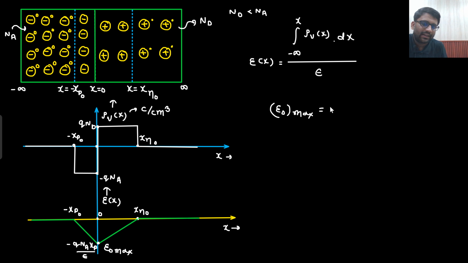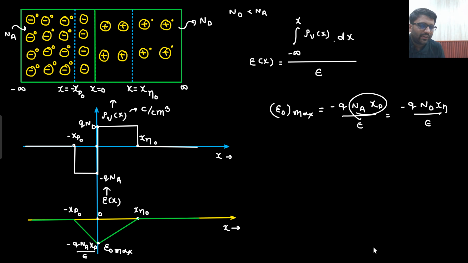Sir, E naught max I am getting as minus q Na xp divided by epsilon. Sir, q and epsilon I keep as it is. Na into xp, can I replace it with Nd into xn? Na into xp I can replace with Nd into xn as well, divided by epsilon. So I can call this my maximum electric field as well, although it will be negative. Why is it negative? Because it is coming in the negative direction. Basically, Na into xp is equal to Nd into xn. So this is the maximum electric field I am getting.